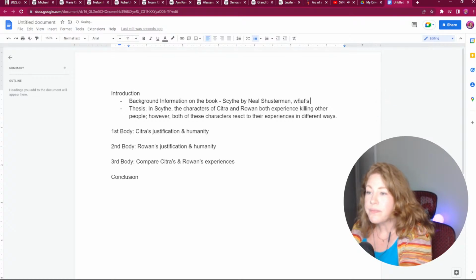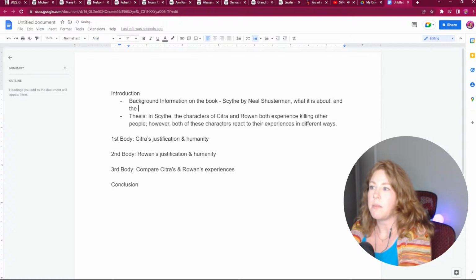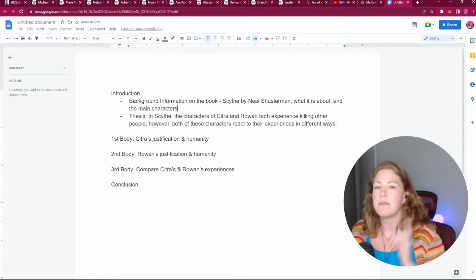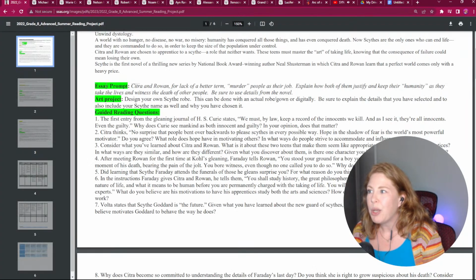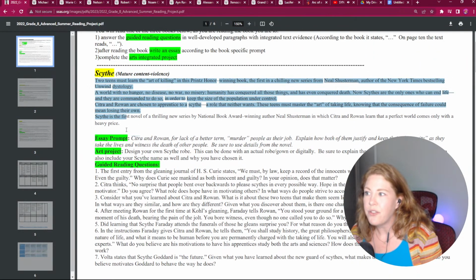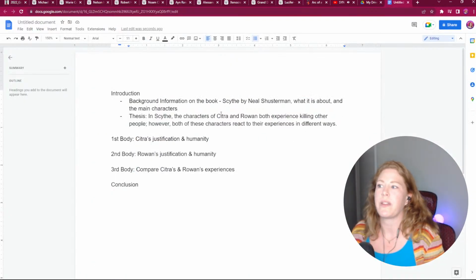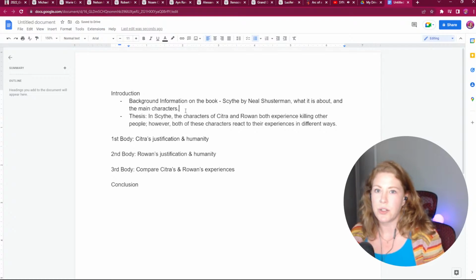What it's about, and the main characters. Because those are really the main points that you're going to be focusing on in the essay itself. What's the whole background about the book, which you can get pretty easily from your project paper. So you could take this, reword it, put it into your own words. It doesn't have to be more than a couple of sentences, and then talk about the main characters. Who are the main characters?